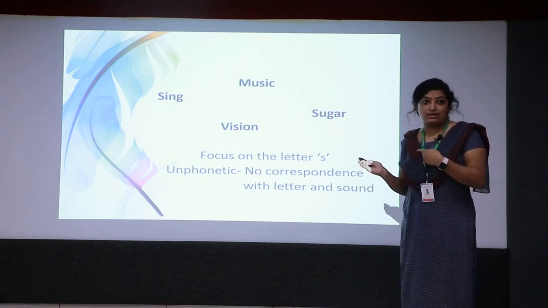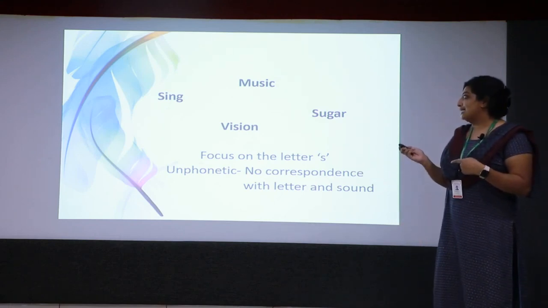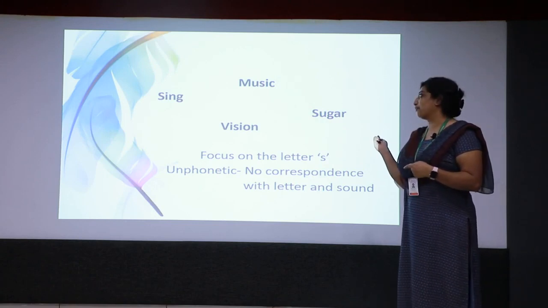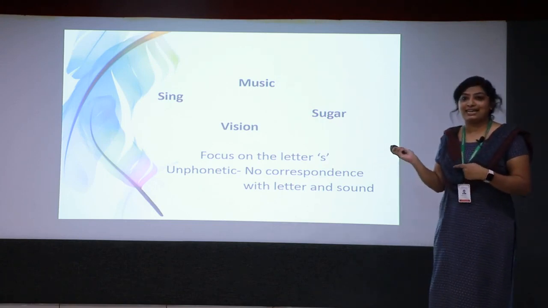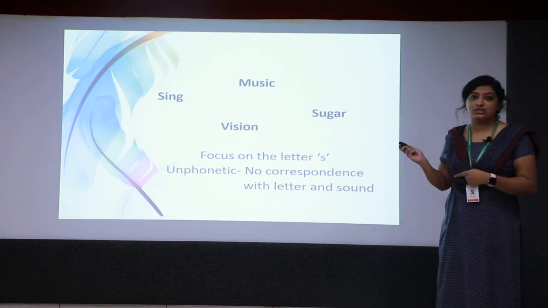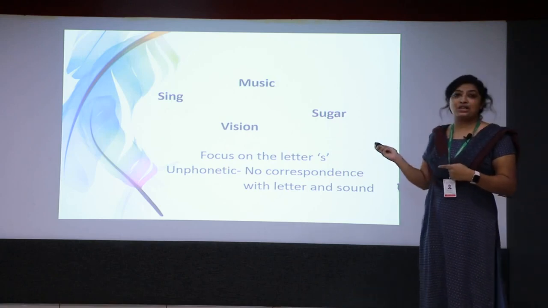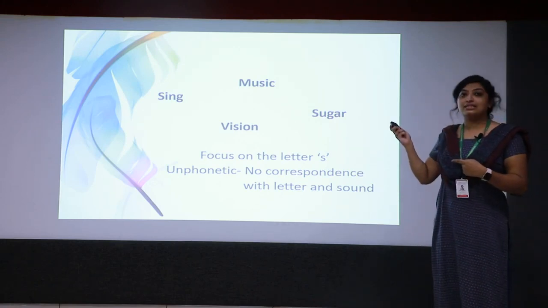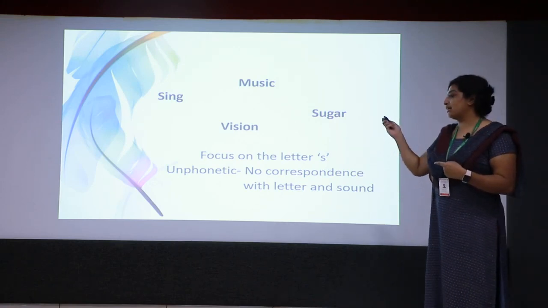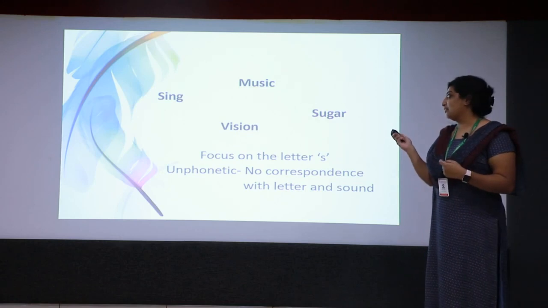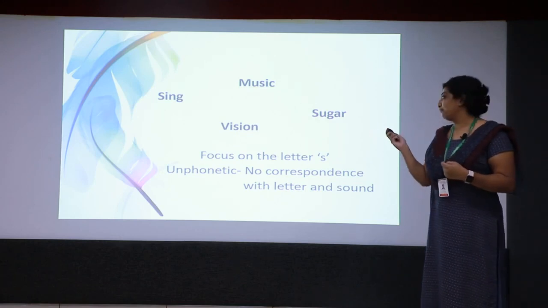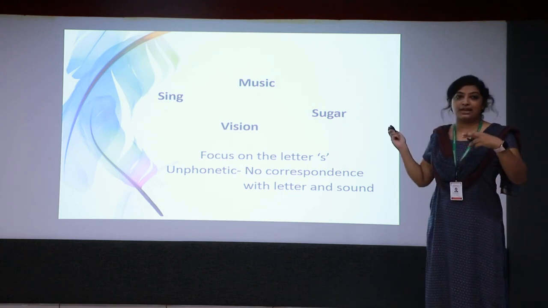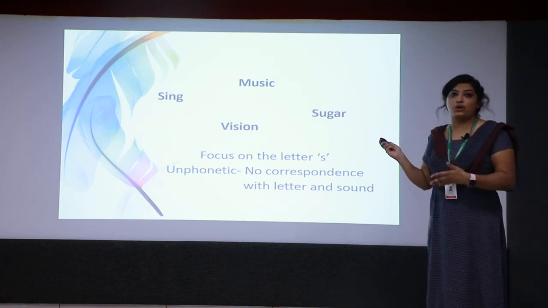We have 4 words right here: sing, music, vision, and sugar. Now, if you focus on the letter S in all 4 words, you understand that S is pronounced in different ways. For example, in sing, it is s. In music, it is z. In vision, it is zh. In sugar, it is sh. So the pronunciation of the S is different in all 4 words.